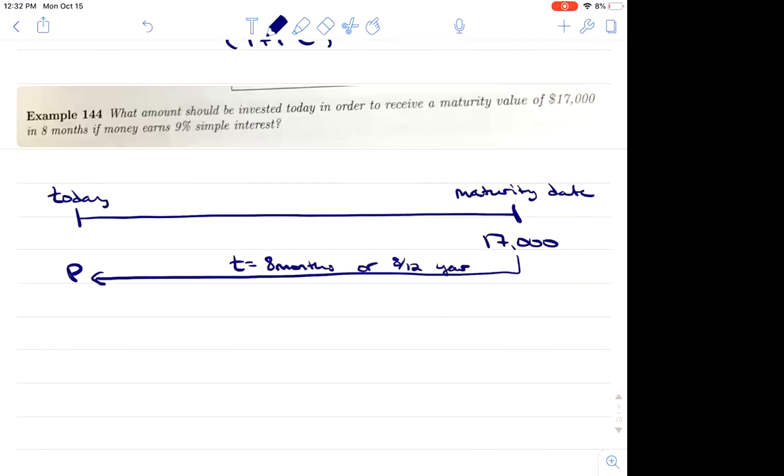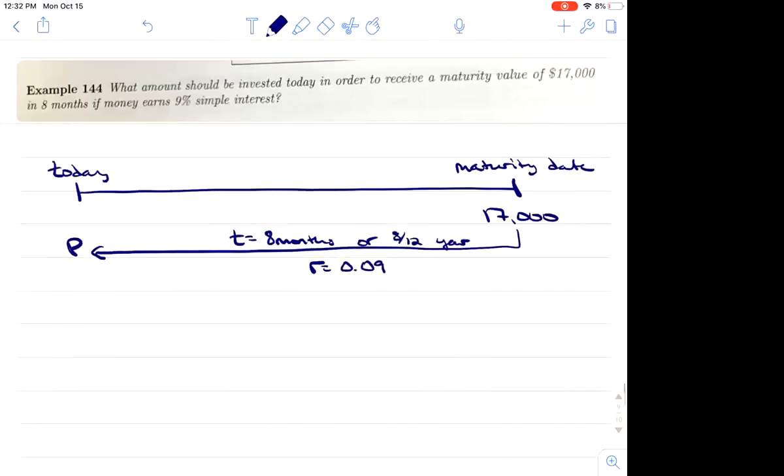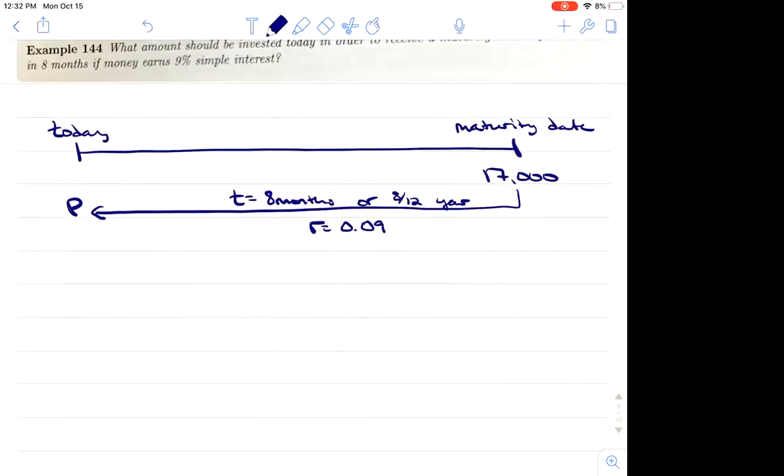Okay. So by putting that P on there, you're telling me that that's what you have to solve for, right? So you're mapping out what you have to solve for. The future value is 17,000, T is 8 out of 12, and the rate we're told is 9%, so 0.09, simple interest. So we have to solve for P.